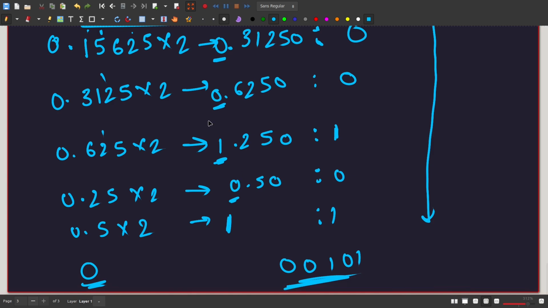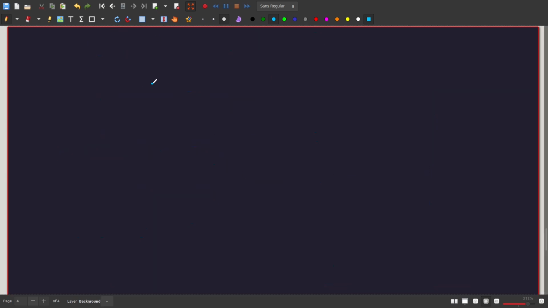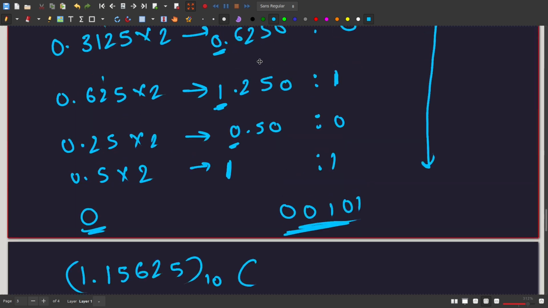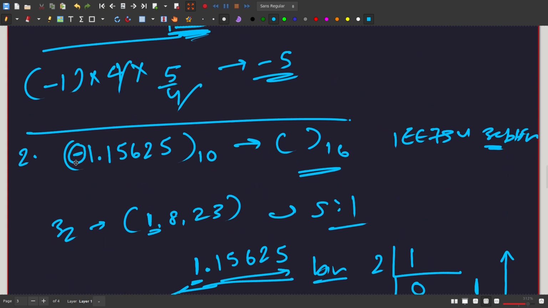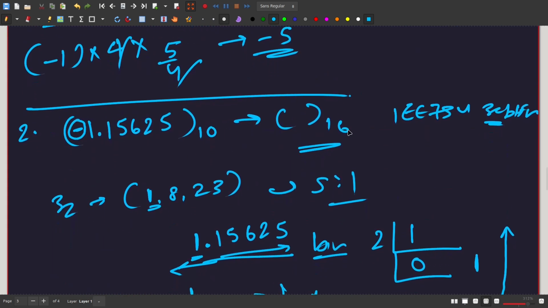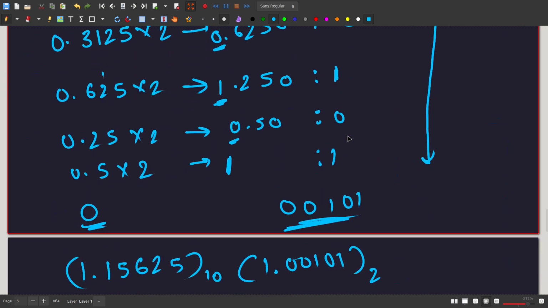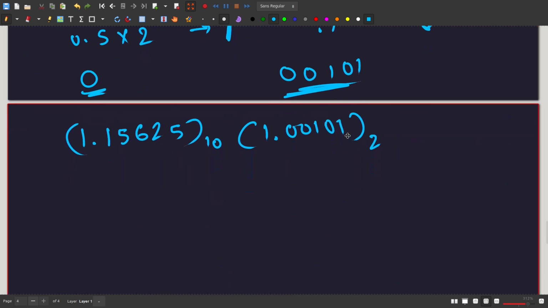So now if I write the string 1.15625 in base 10, in binary it would be 1.00101. That is what it is in binary. But notice again that we remember the original question. There was a minus on this, and then of course they're asking us to convert it into a hexadecimal thing, which is fine. Let's do that.